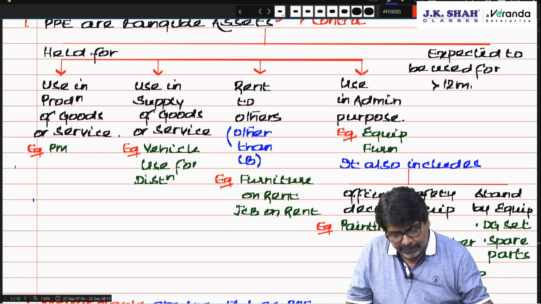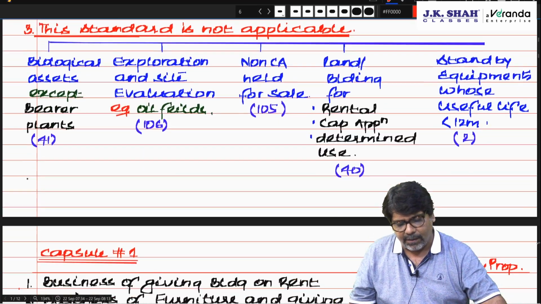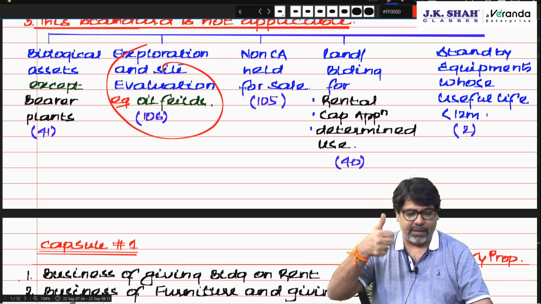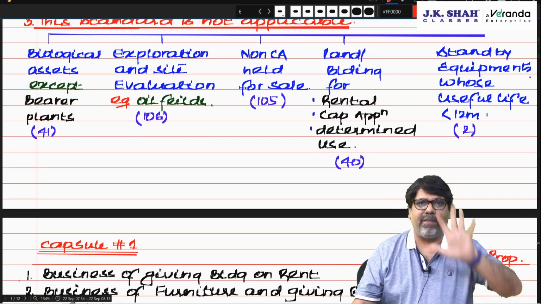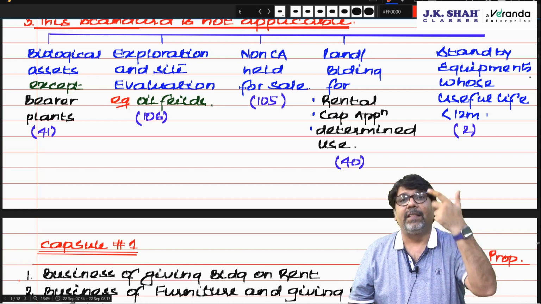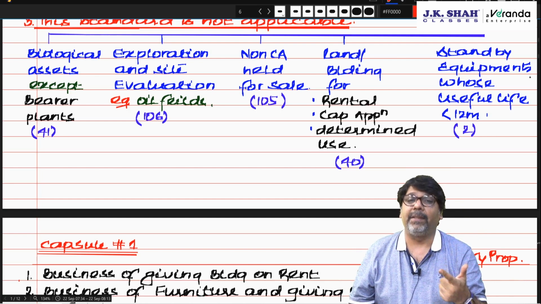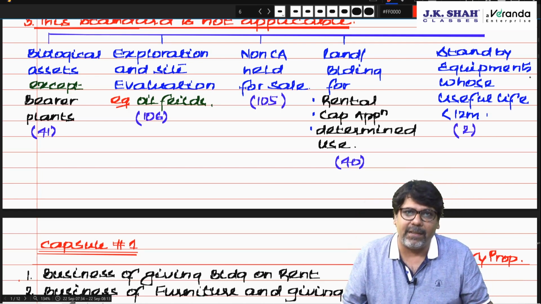So these assets are not considered or not covered over here. That is biological assets, exploration, non-current asset held for sale, land and building and standby equipment. 5 things which are not counted: biological, natural resources, non-current asset held for sale, land and building for rental, capital appreciation and undetermined use, and standby equipment whose useful life is less than 12 months.